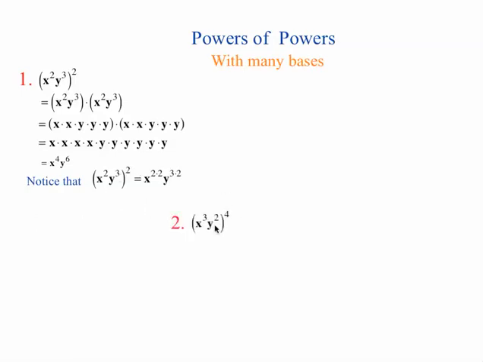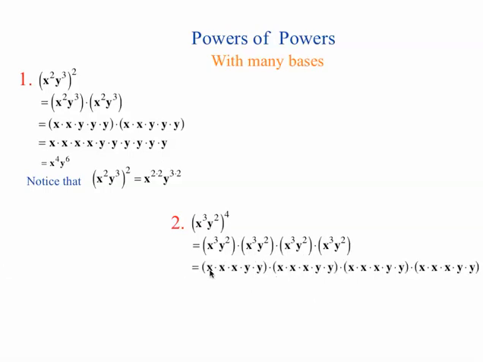Okay, here's example 2. Let's see if that happens here as well. x to the 3, y to the 2, all to the power of 4. So we have x to the 3, y to the 2 times itself 4 times, which is going to give us x times x times x times y times y, 4 times over. Then notice how many x's we have altogether: 1, 2, 3, 4, 5, 6, 7, 8, 9, 10, 11, 12 x's times 1, 2, 3, 4, 5, 6, 7, 8 y's. So x to the 12 times y to the 8.